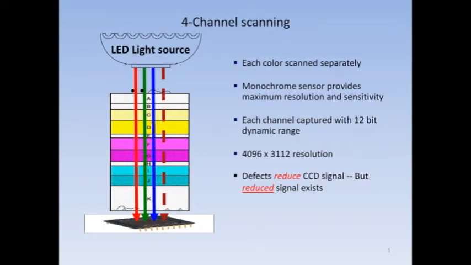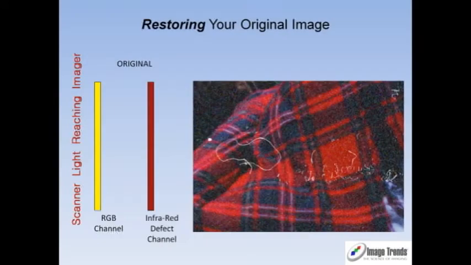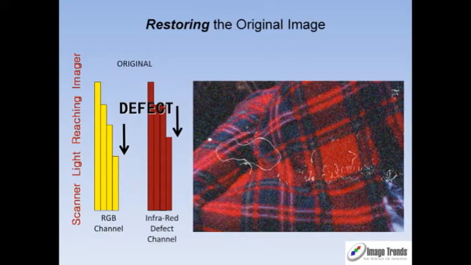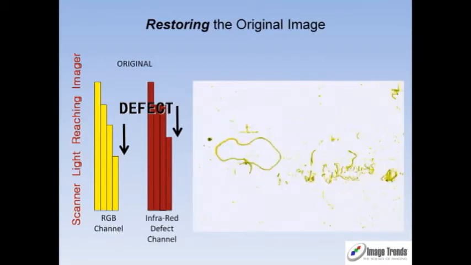Image Trends scans your films separately in the RGB and infrared spectrum. With no film in the scanner gate, all of the light from the light source is captured. When clear film is placed over the gate, some light is lost. When color film is scanned in the RGB frequencies, more light is lost due to the color dyes, but no more light is lost in the infrared frequency. Any additional loss of light, any additional attenuation of the signal amplitude, is due to a defect.